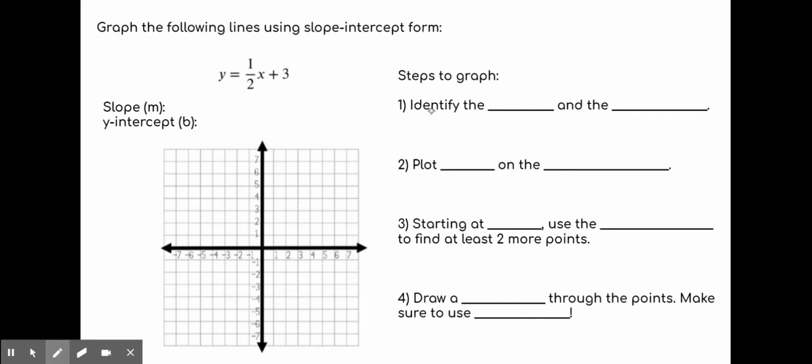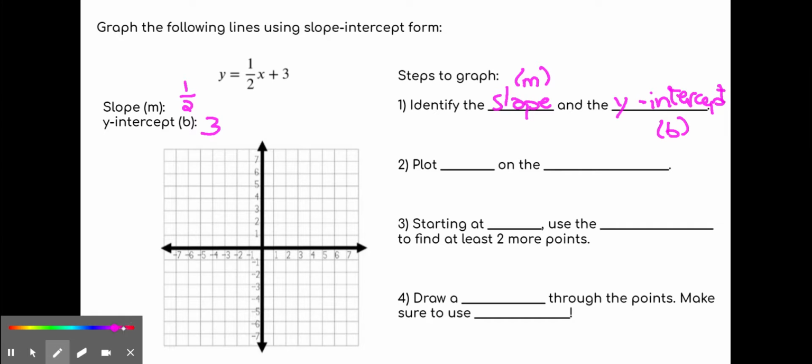Okay, so the first thing to do is to identify the slope, and remember, m is the abbreviation for slope, and also identify the y-intercept. And the abbreviation for the y-intercept is b. Okay, so I look at this line. The slope is the number in front of x, so the slope is 1/2, and the y-intercept is 3. Okay, so we've identified those two things.